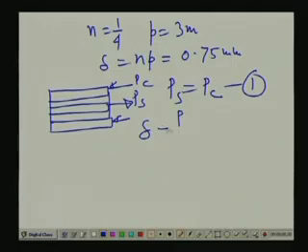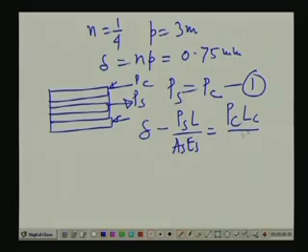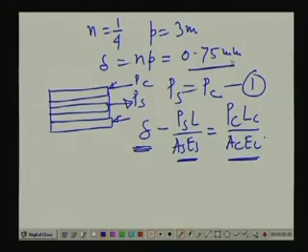The deformation delta minus the deformation of the steel, which is PsLs by AsEs, is equal to PcLc by AcEc. This is the deformation that is being exerted by the nut minus the extension of the steel, which should be equal to the compression of the copper tube. And from this, if we substitute the value of delta, which we have already seen here, we get another relation between Ps and Pc, and also we know Ps is equal to Pc.